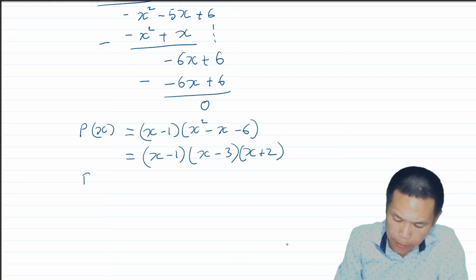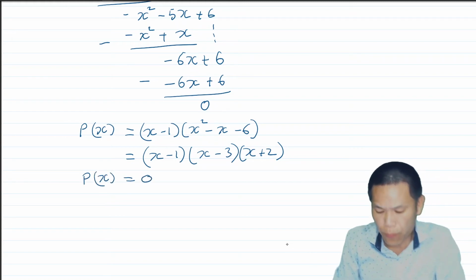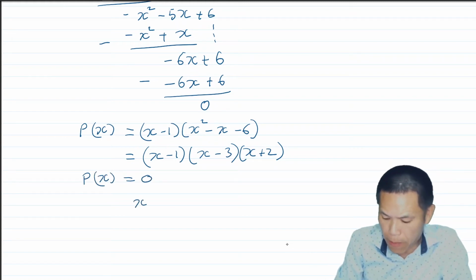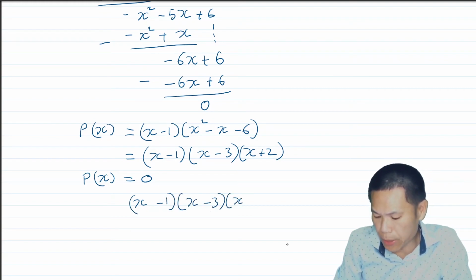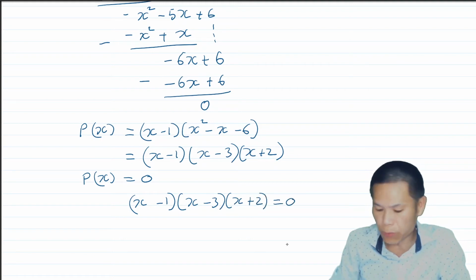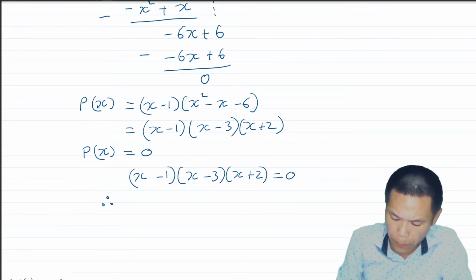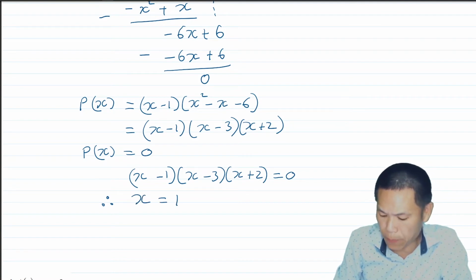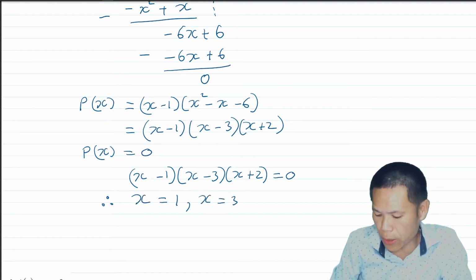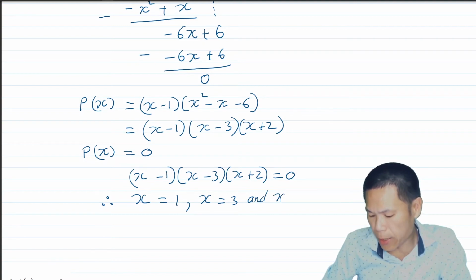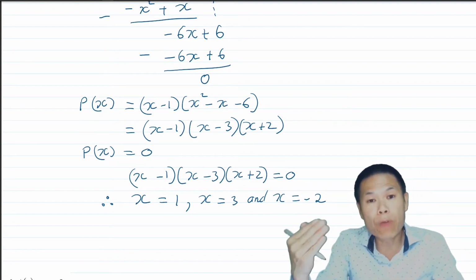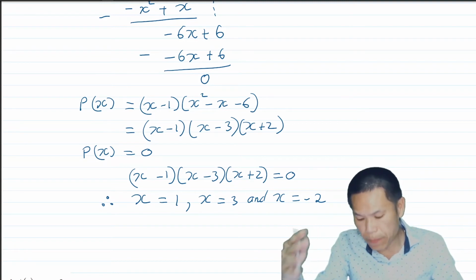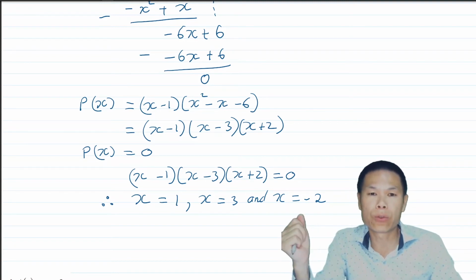So if p(x) is equal to 0, this means that (x minus 1)(x minus 3)(x plus 2) is equal to 0. So therefore, x is equal to 1, x is equal to 3, and x is equal to negative 2. There you go. That is the zeros of p(x). So x equals 1, x equals 3, and x equals negative 2.